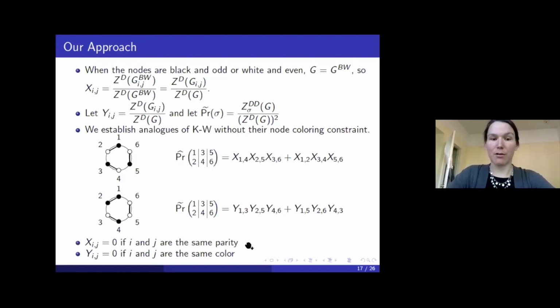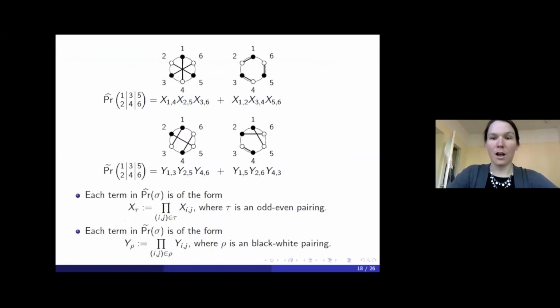Xij was equal to 0 when i and j were the same parity, which was the same as being the same color because of their assumption that nodes are black and odd or white and even, and our variables Yij are 0 when i and j are the same color. And just to give a few more examples, each term in their polynomials corresponded to an odd-even pairing, and each term in our polynomials corresponds to a black-white pairing.